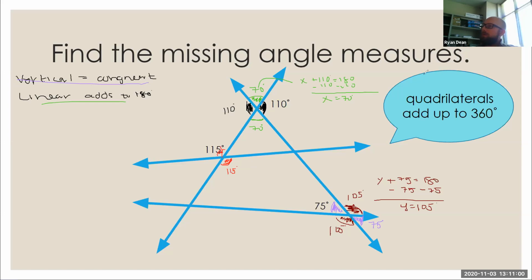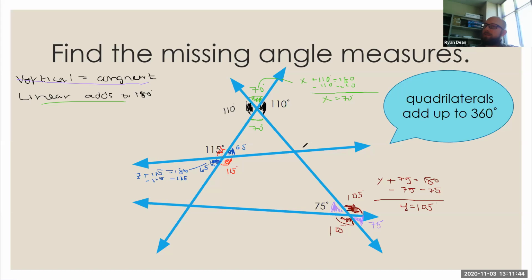Then I'd come over here and do the reds next. So the linear pairs with the reds. I'm going to do these angles in blue. To figure out a blue angle, I'm going to call this Z. Z plus 115 equals 180. Subtract 115 from both sides, and Z is equal to 65 degrees.